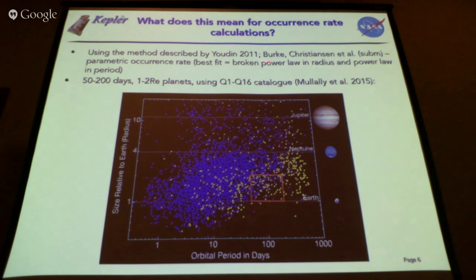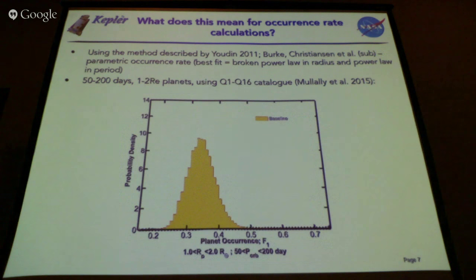What we use is not the bin method that Andrew showed yesterday, where you grid up in period and radius. This is a parametric method where you try and fit a function, in this case, a power law in period and a broken power law in radius to the distribution. So this is the posterior distribution of the occurrence rates. This is per GK star in this case. There would be 0.33 planets falling in this range, so 5,200 days, 1 to 2 radii for each star.